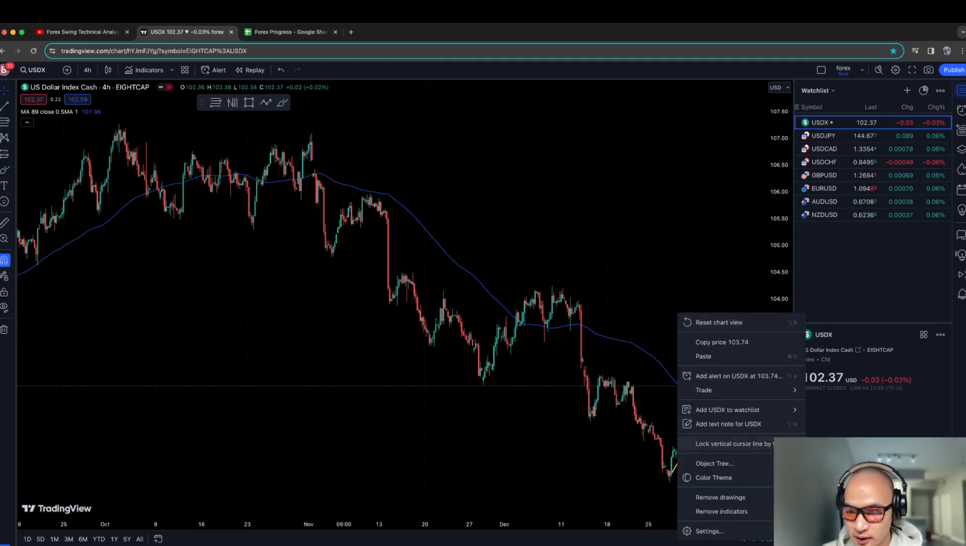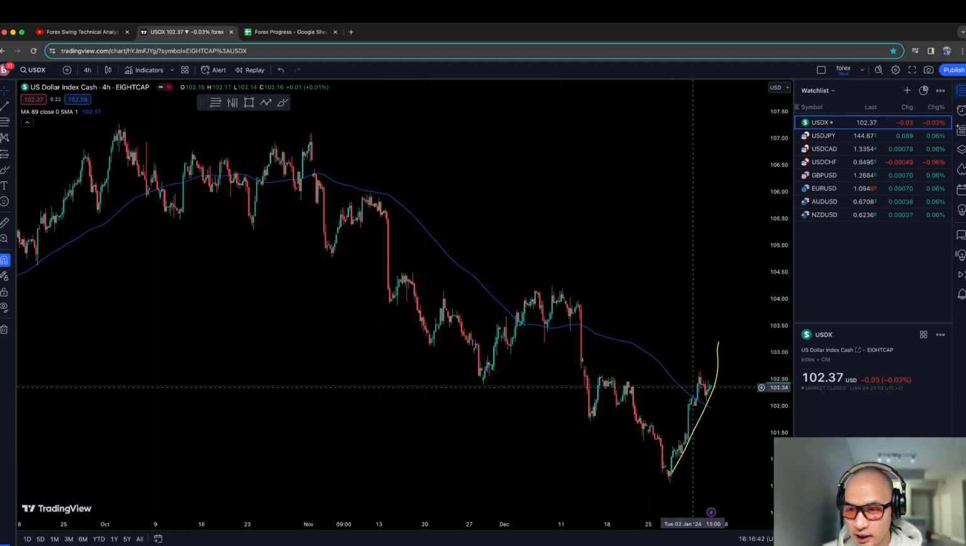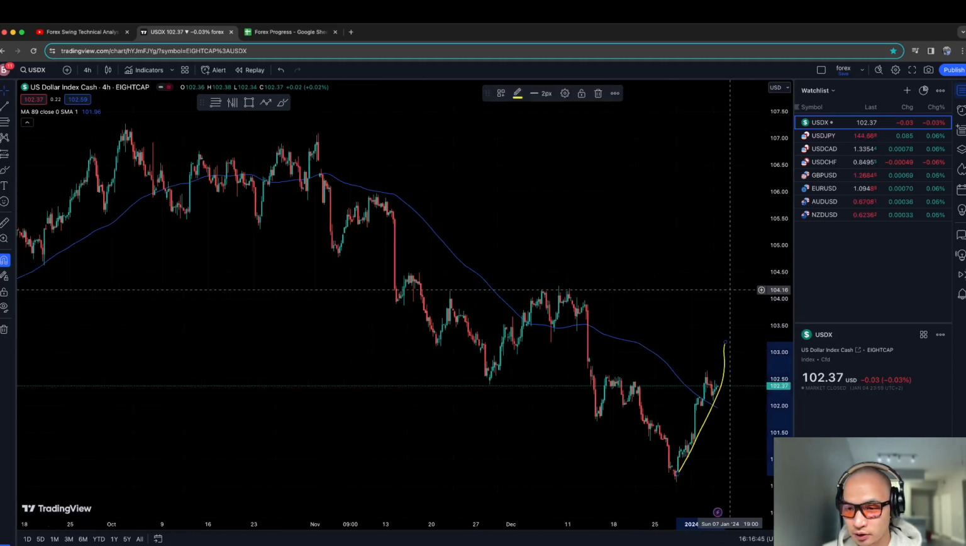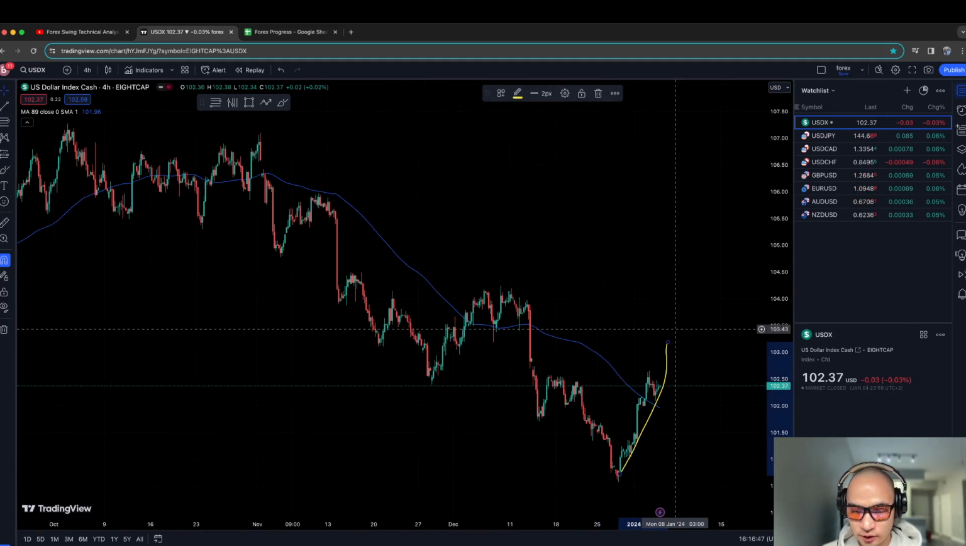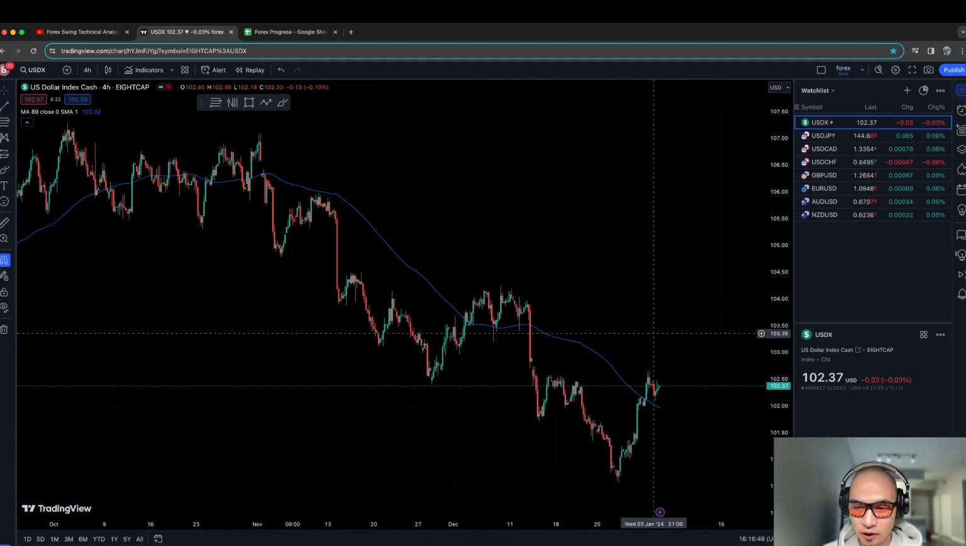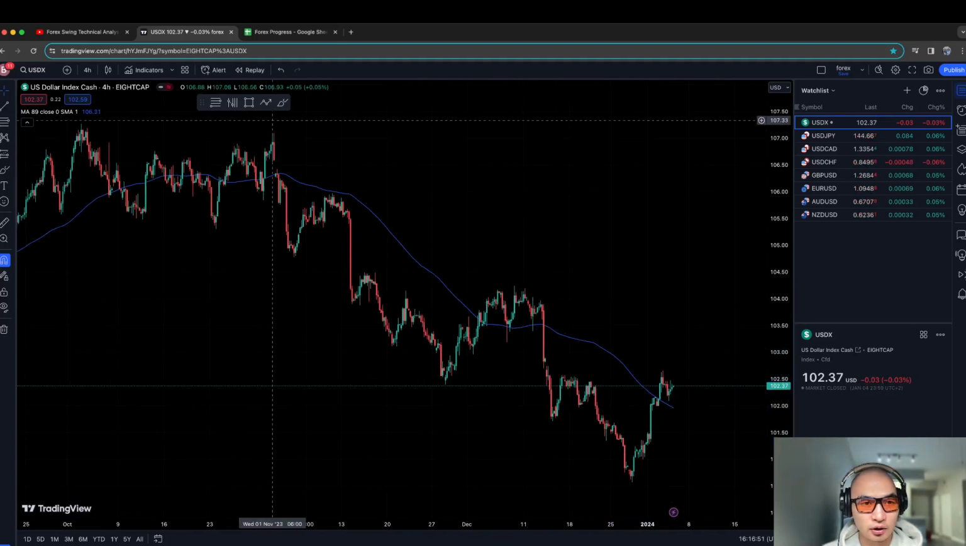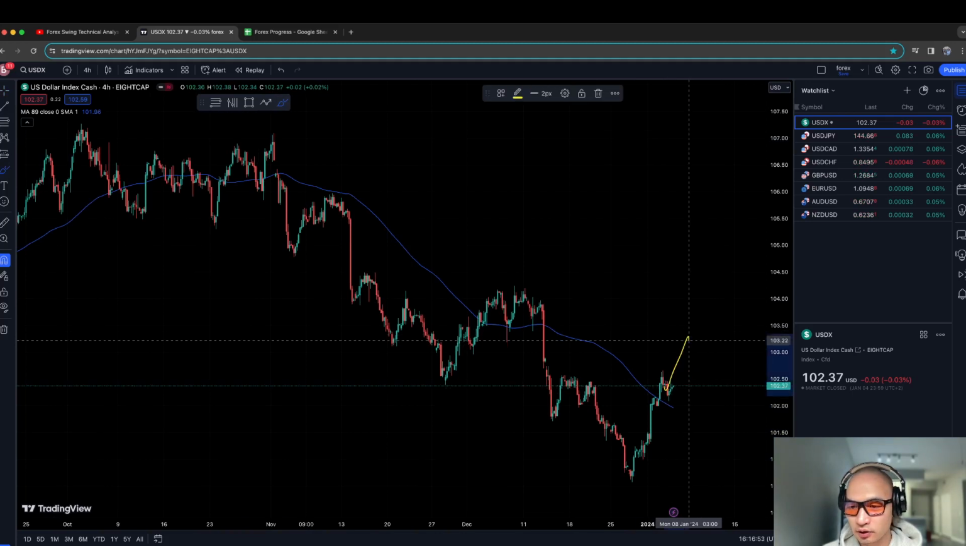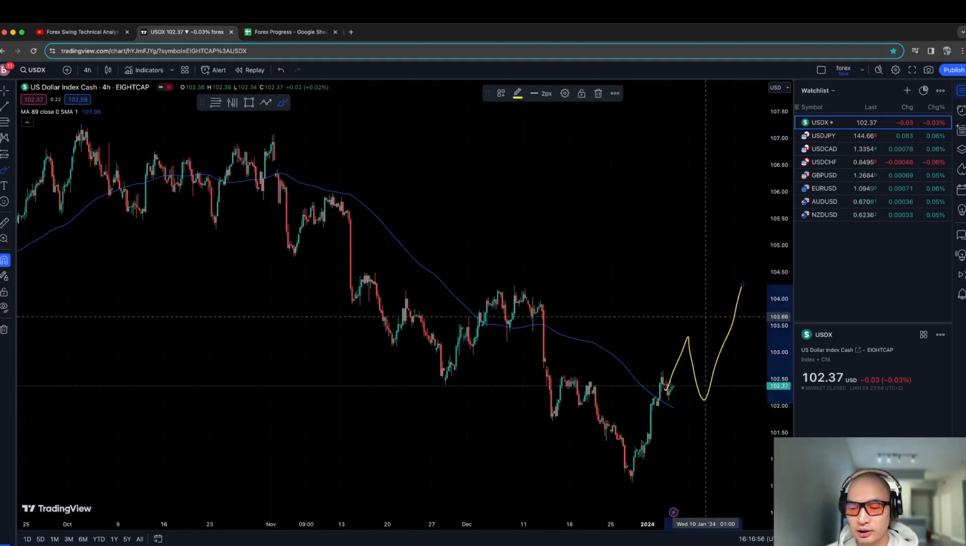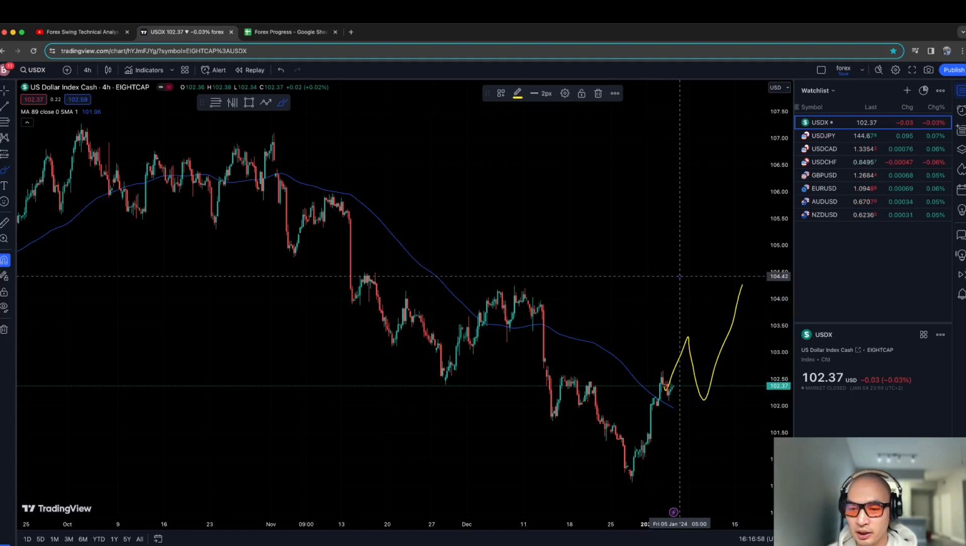Okay, so now we are assuming that the market will continue to go up, meaning that the dollar will strengthen against the other pairs overall.